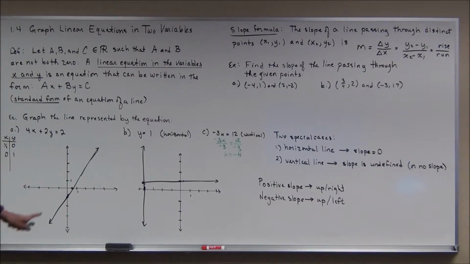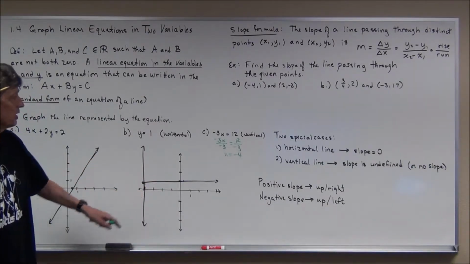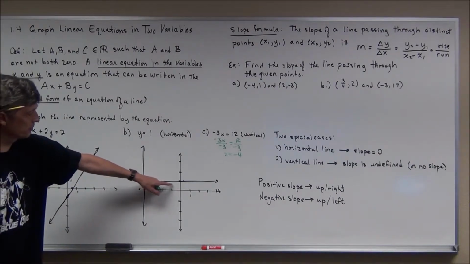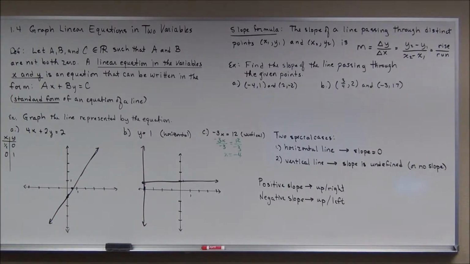Now, as you can see, this is a function. It passes the vertical line test. But this one is not a function. It is the only type of linear equation that does not describe a function. That gives you a vertical line when it has an x, but it doesn't have a y in the equation. This is a linear equation. This horizontal line is sometimes called a constant function, a linear function, a constant function, while the vertical line is not a function at all.